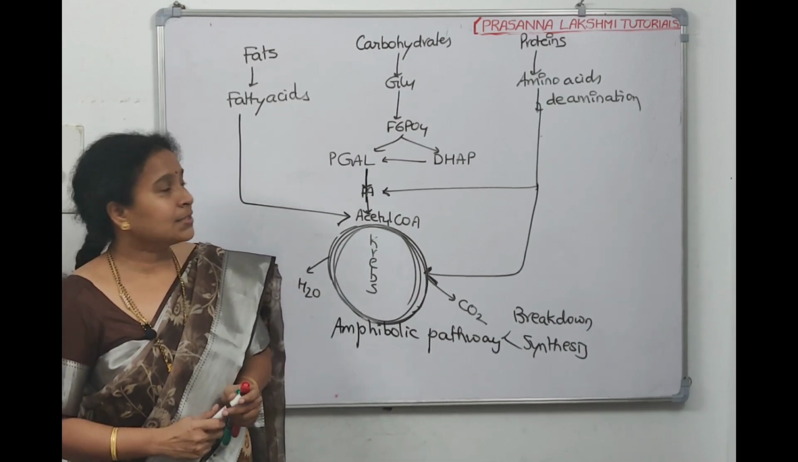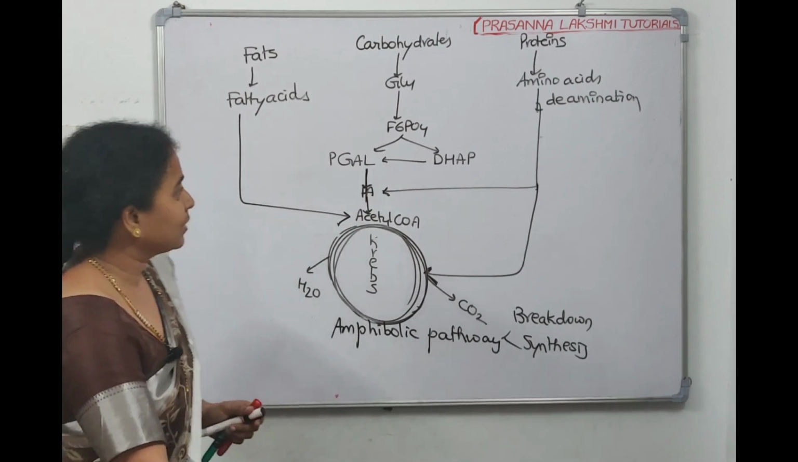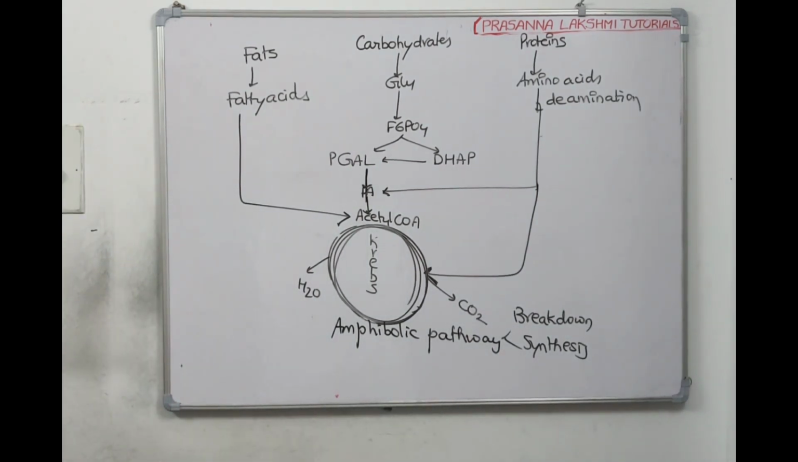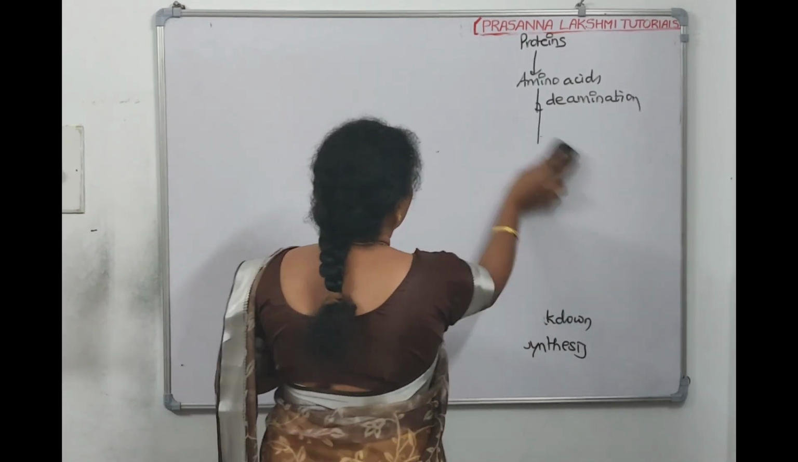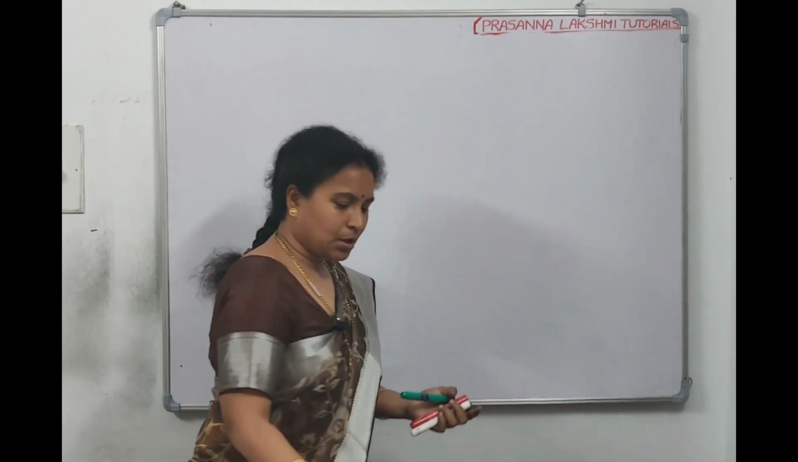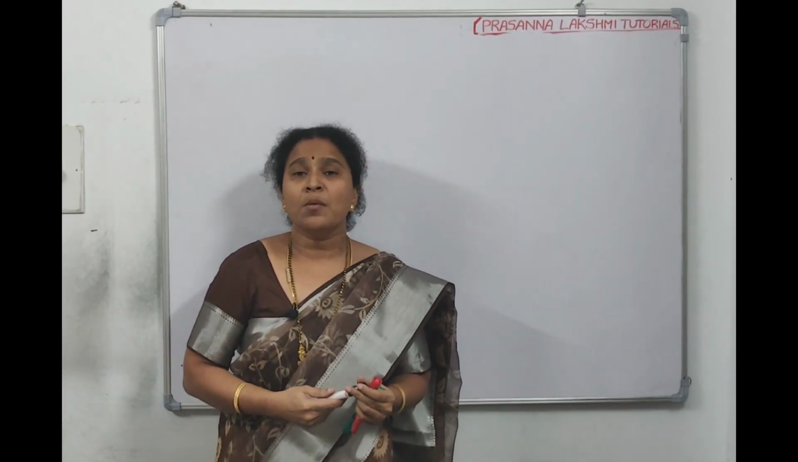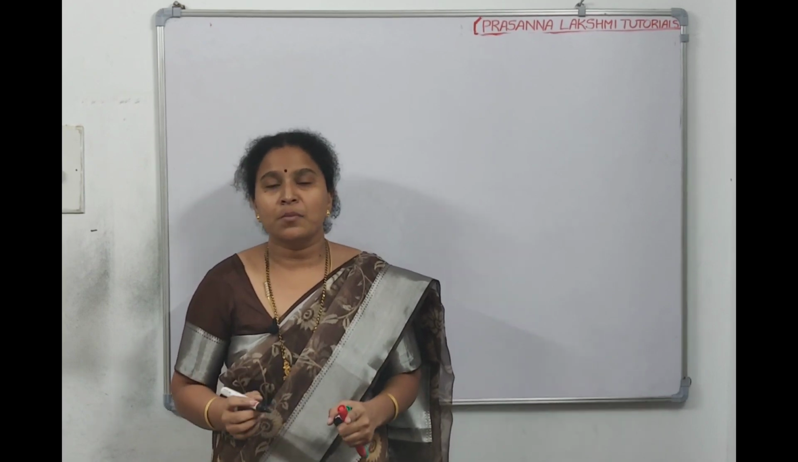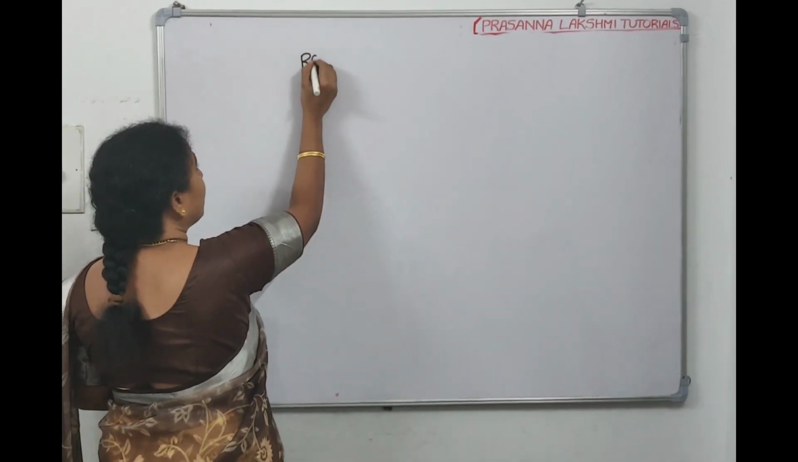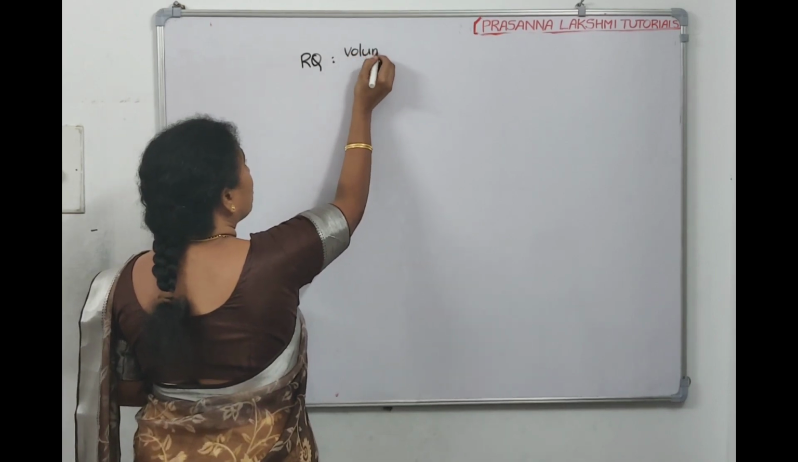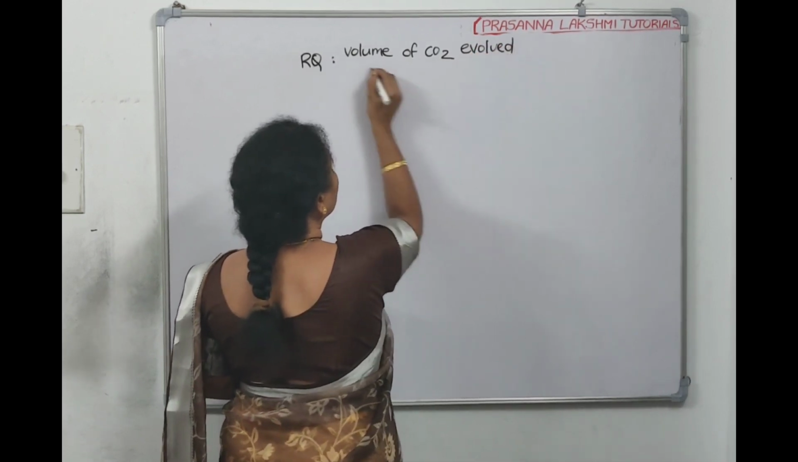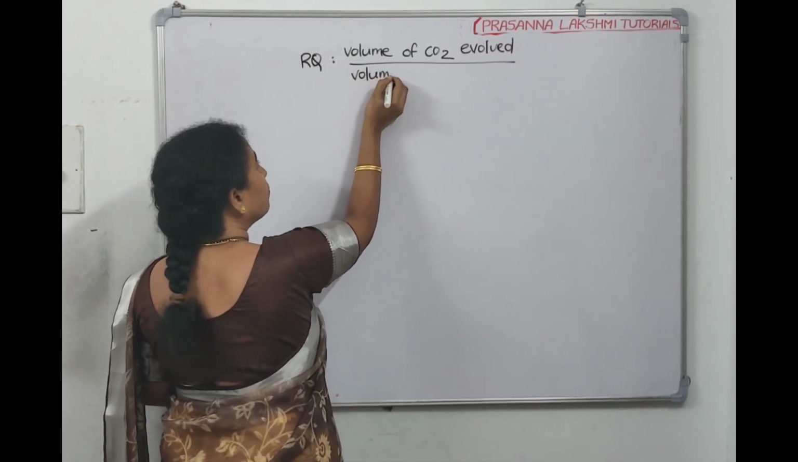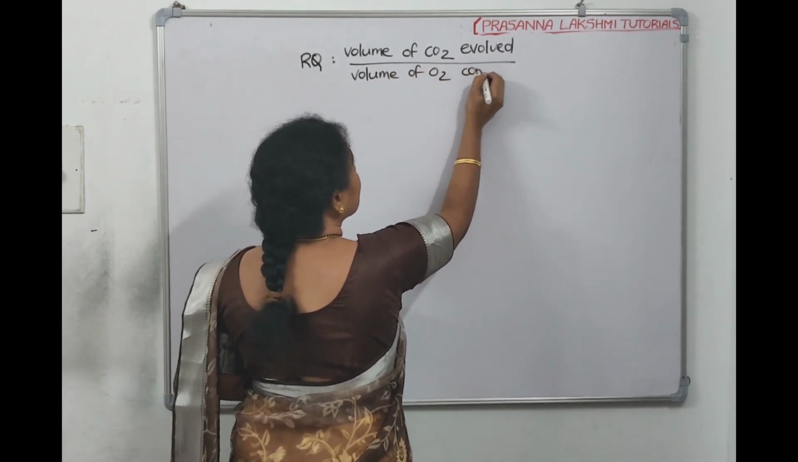Right, children? Now take a screenshot. We'll talk about the last topic, that is RQ, respiratory coefficient. Right. So what is RQ? It is called respiratory coefficient. Now, how can you calculate the respiratory coefficient? What is the value of respiratory coefficient? Volume of carbon dioxide evolved to the volume of oxygen consumed. So, the RQ formula is volume of carbon dioxide evolved to the volume of oxygen consumed.